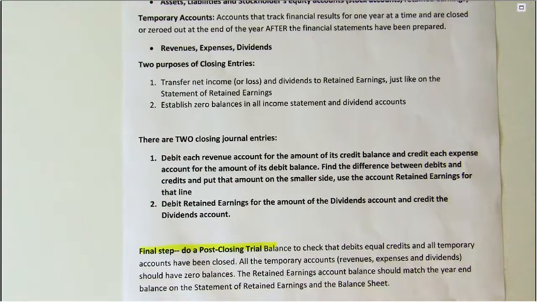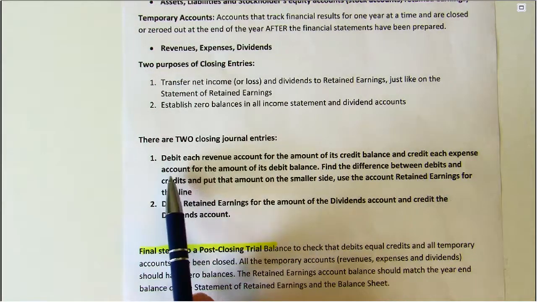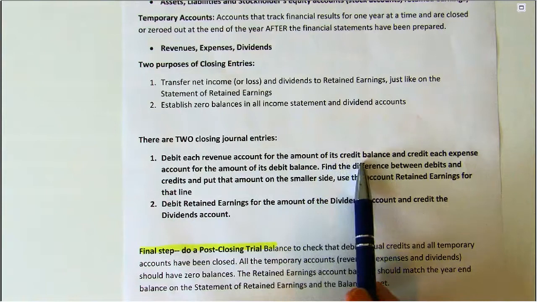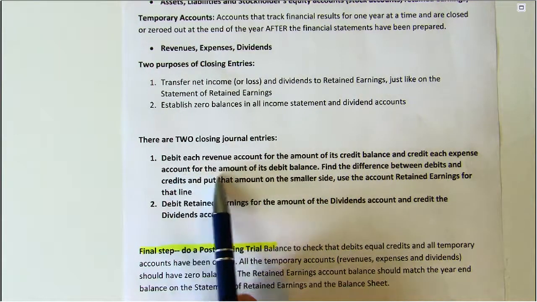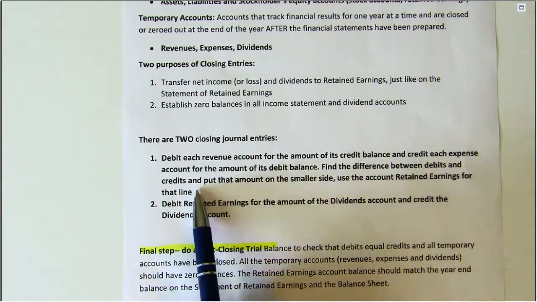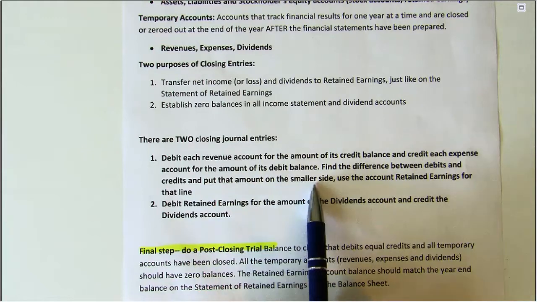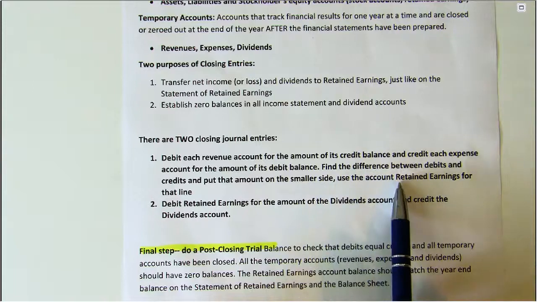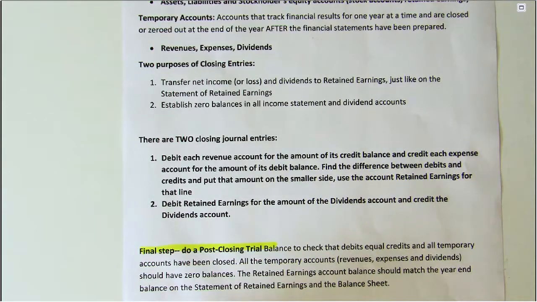First, we do the opposite with our revenue and expense accounts. We debit each revenue account for the amount of its credit balance and credit each expense account for the amount of its debit balance. Then we add up the debits, add up the credits, and subtract. We find the difference between the debits and credits, and we put that amount on the smaller side, and we label the account to be used as retained earnings. That puts the net income into the retained earnings account, or subtracts out the net loss.